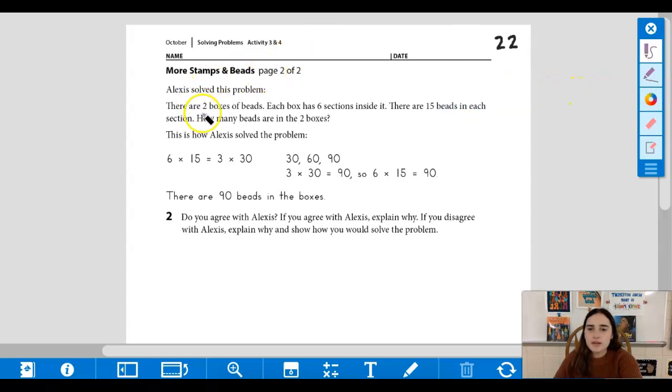So we know that there are 2 boxes of beads. Please underline this with me as we go along. And we know that each box has 6 sections in it. When I hear that, I immediately want to draw a picture because pictures really help me visualize what this problem is talking about. So first, I'm going to draw my 2 boxes.